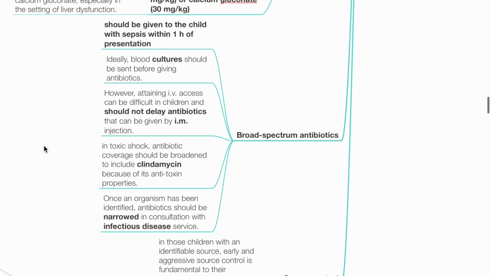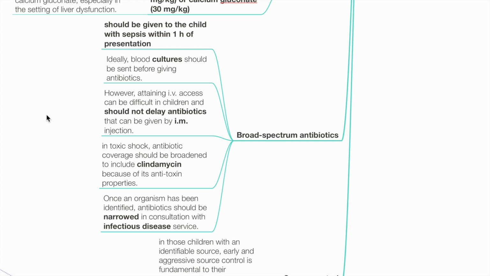Broad-spectrum antibiotics should be given to the child with sepsis within 1 hour of presentation. Ideally, blood cultures and other cultures should be sent before giving antibiotics. However, attaining IV access can be difficult in children with sepsis. Antibiotic administration should not be delayed. Antibiotics can be given intramuscularly.